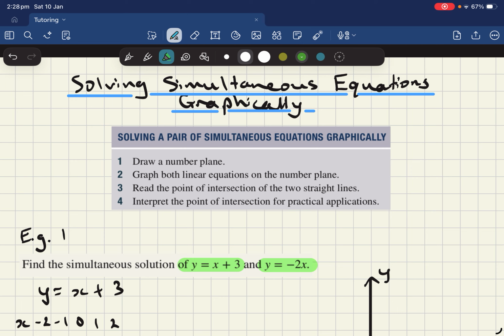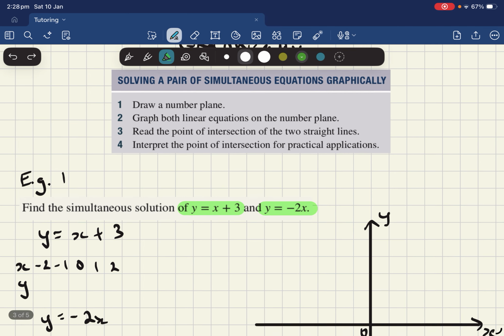In order to do this, you first have to draw a number plane. You have to graph both of them individually, and then you read the point of intersection of the two straight lines. So there will be a point where they cross, and you are to identify what that point is, and that is your solution. For some later questions, as the course gets harder, you may need to interpret the point of intersection for practical applications. We'll look at some later videos on this, like the cost to sell to break even, for example, or other real world applications of simultaneous equations.